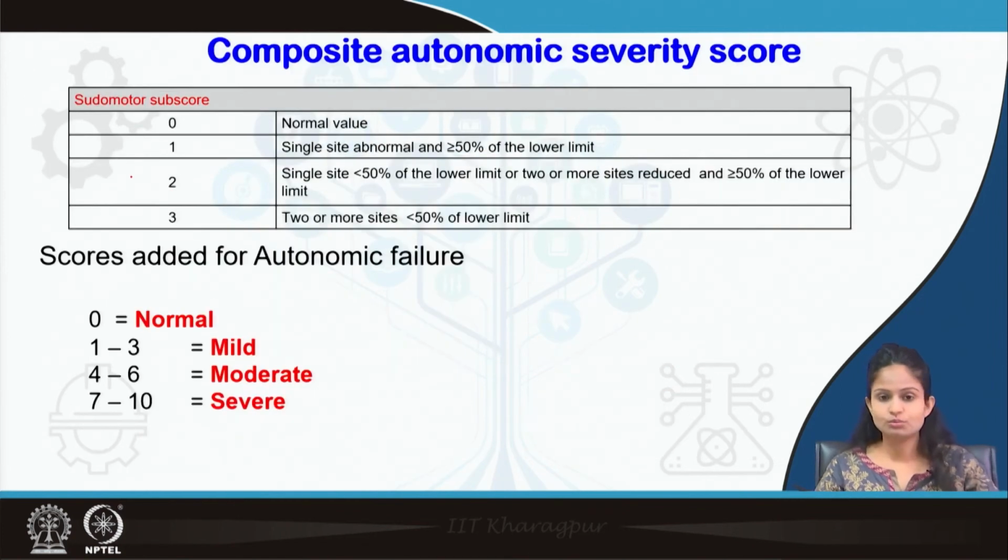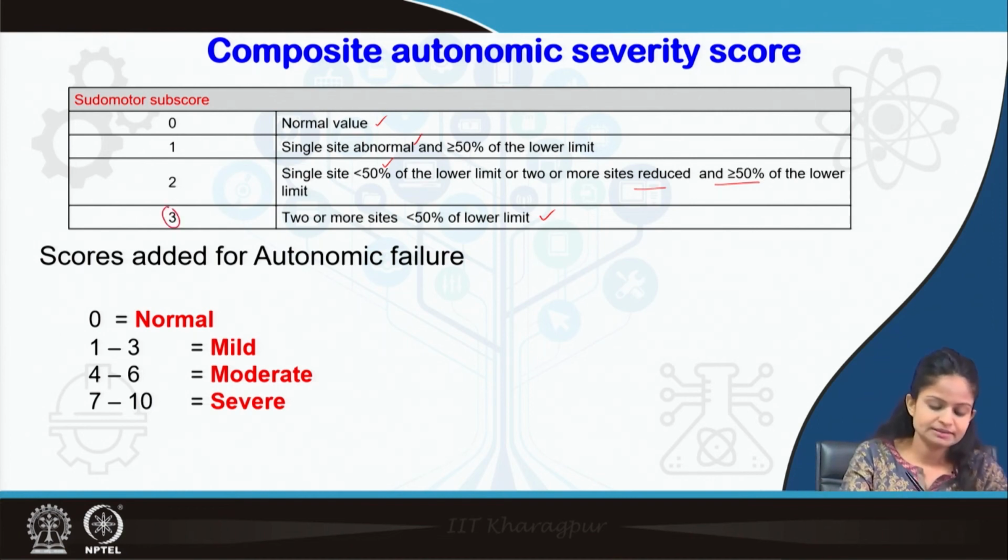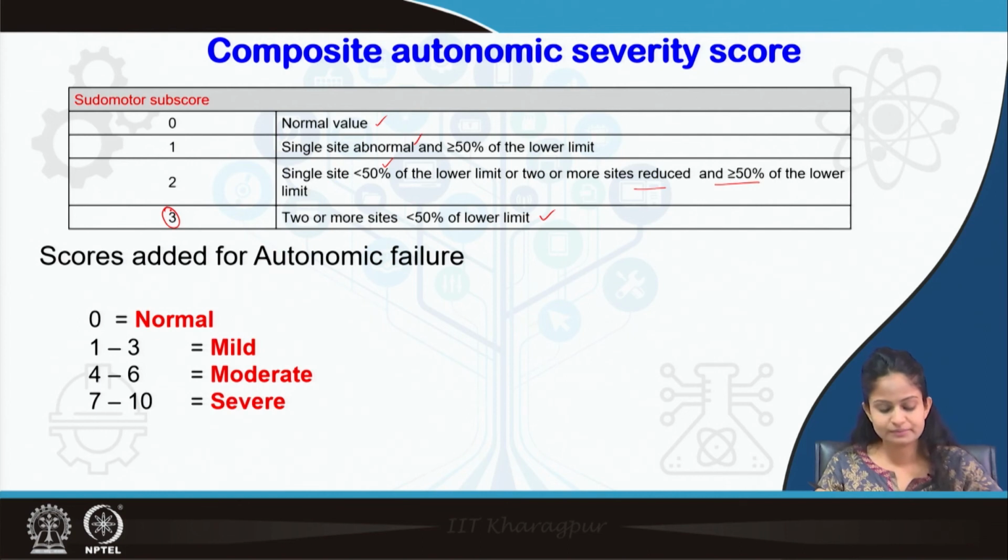Also, we now have the pseudomotor subscore. Pseudomotor subscore 0 is the normal value. In 1 point we have single site abnormal and more than 50% of the lower limit. In 2 we have single site less than 50% of the lower limit, or 2 or more sites reduced to more than 50% of the lower limit. When 2 or more sites are less than 50% of the lower limit, that is 3. So, the pseudomotor subscore is 3 points. That means 7 and 3, 10. So, 10 is the highest score in case of CAS.